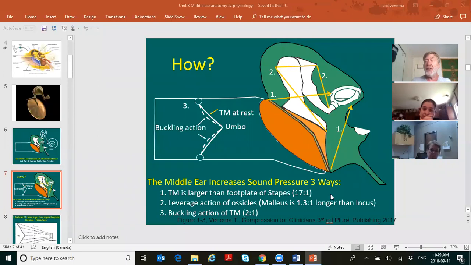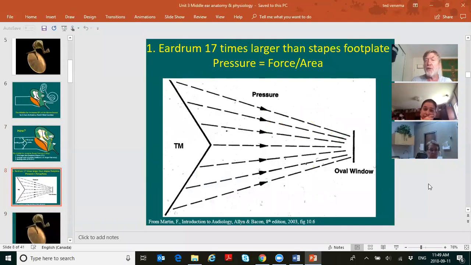No. So basically, when you're looking at a teeter-totter or a seesaw with a kid, you're going to give the kid the longer end to give him the advantage because he's smaller. Let's see if I got a picture of it. That's pressure. This one here is force over an area. So this is number one. Eardrum is 17 times larger than the stapes footplate. So here's your eardrum, tympanic membrane, and you've increased the pressure because you put it onto a smaller area. Footplate of the stapes in the oval window.